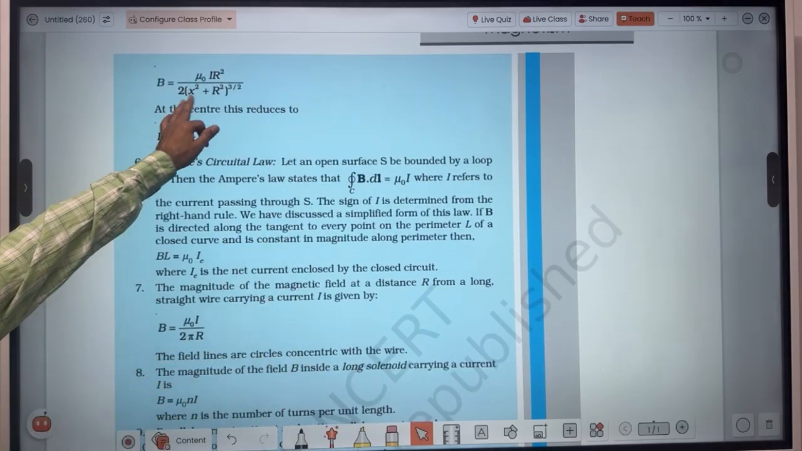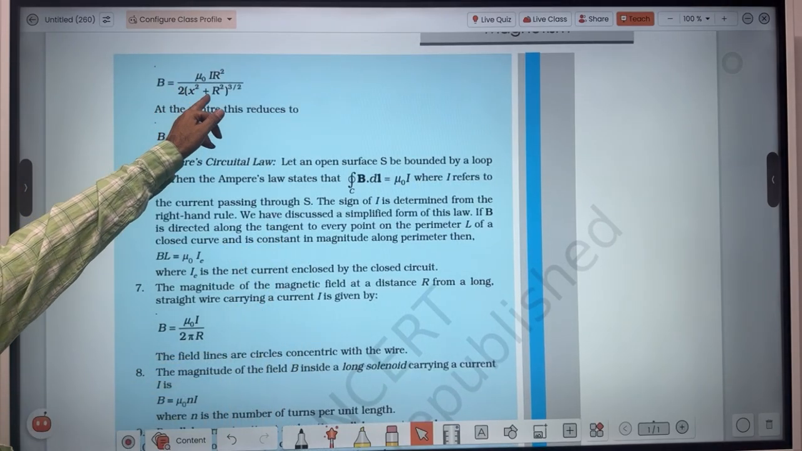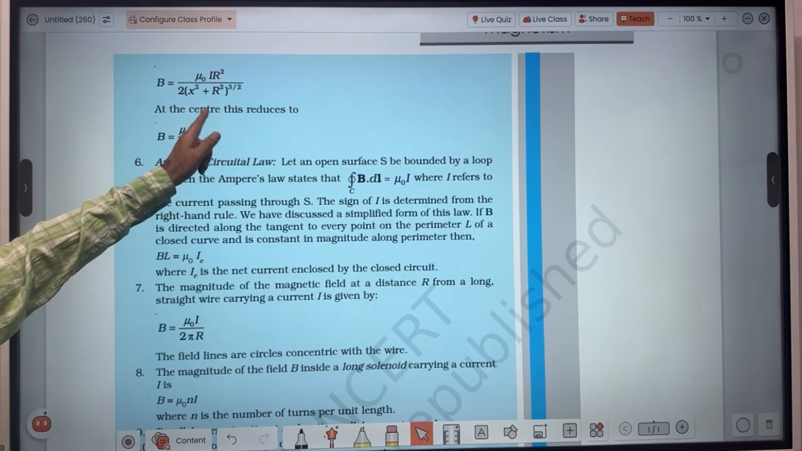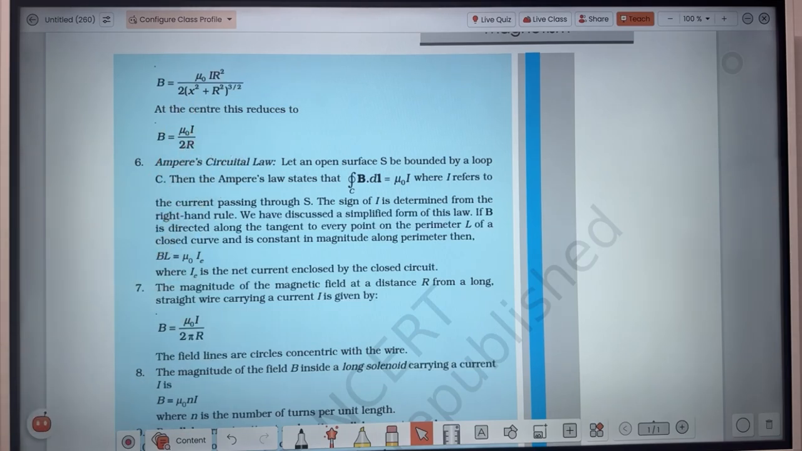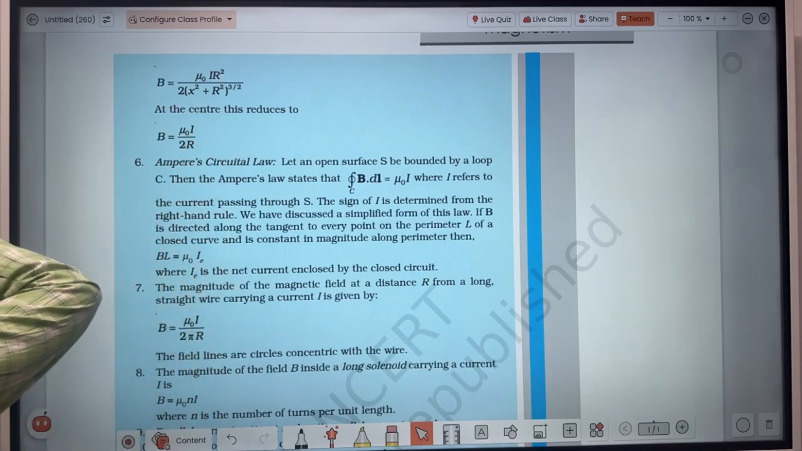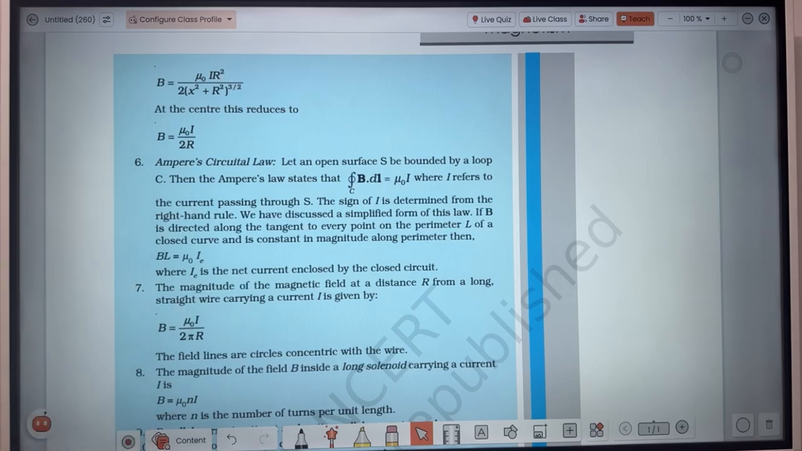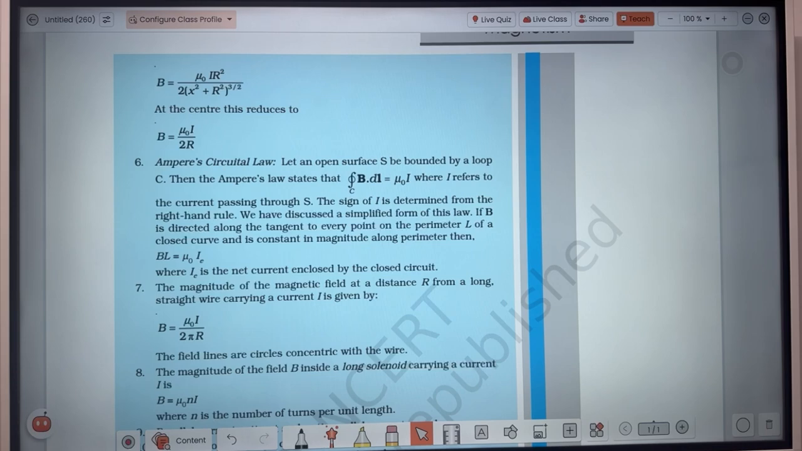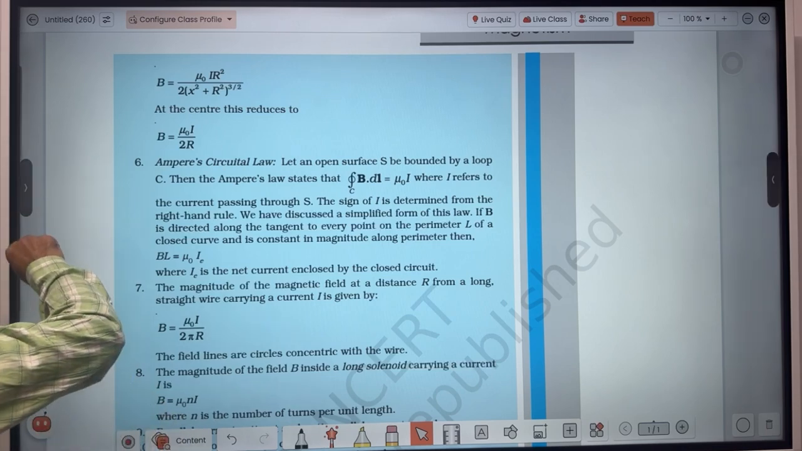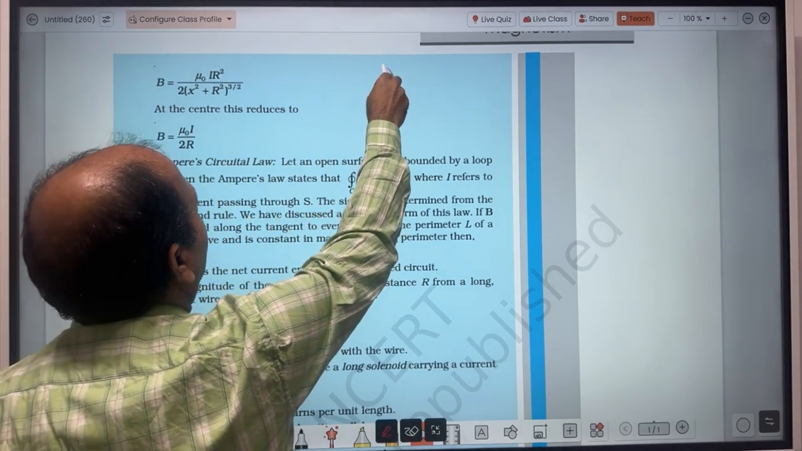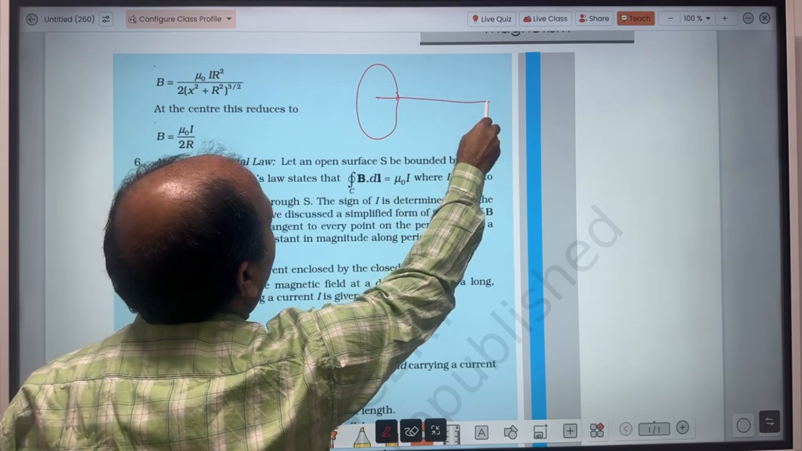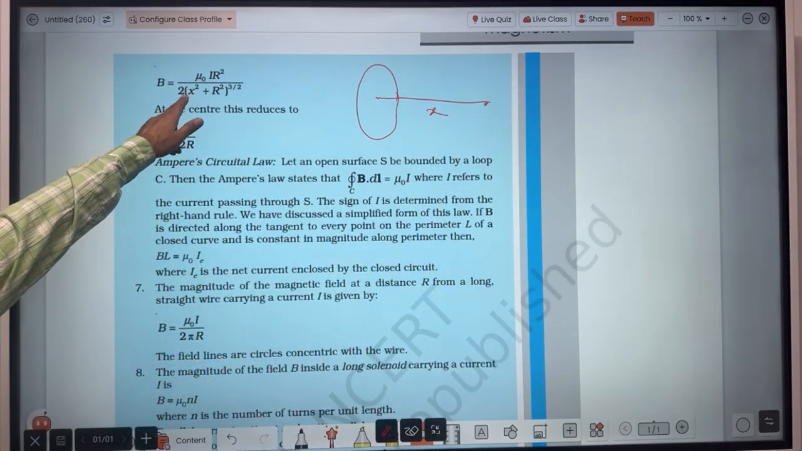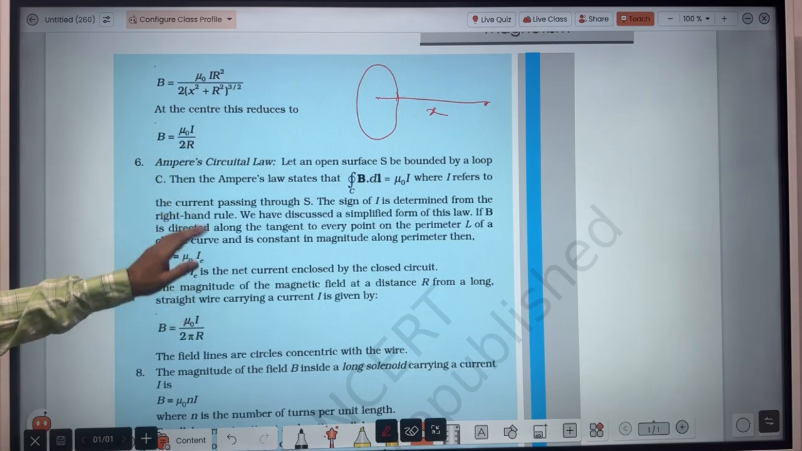So B becomes mu naught I r square divided by 2 times x square plus r square whole power 3 by 2, and at the center, it means we are assuming that the distance of that point is 0, meaning we have considered the axial point. If you remember, the situation is like this. First we are considering this point, and now we are making x 0. If this term vanishes, in that case we will get this relation.